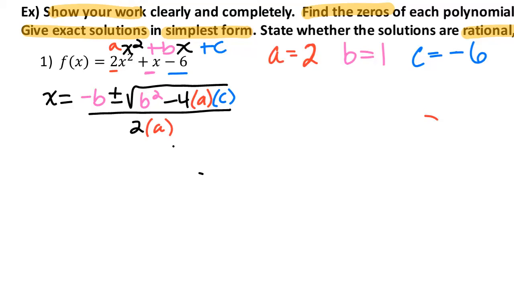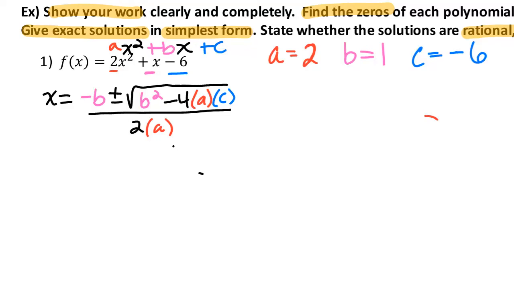Okay, so I'm color coordinating for you so you can see where everything gets plugged in. Very important though right here, this is the opposite of b, so it's a negative b. So if b is positive, it becomes negative. If b is negative, it becomes positive. Okay, it's the opposite of b, and then you just plug in the rest of it.